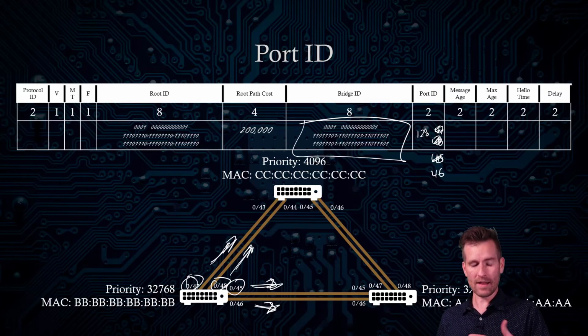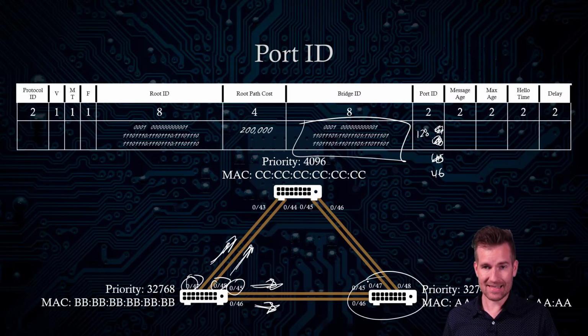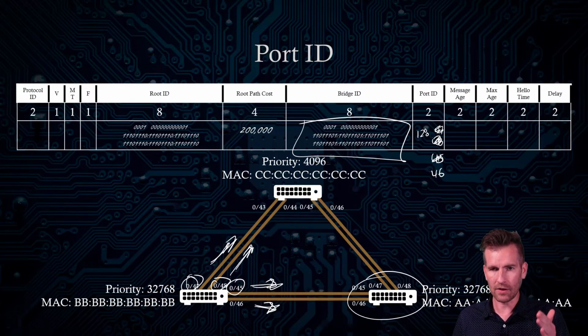That way, when this other switch gets that information, it can make a determination on what's going to be its root port. So this information all gets sent out, and now other switches can make decisions on what's going to be the root port and what's going to be the designated port.